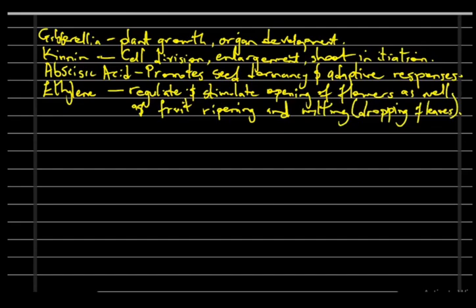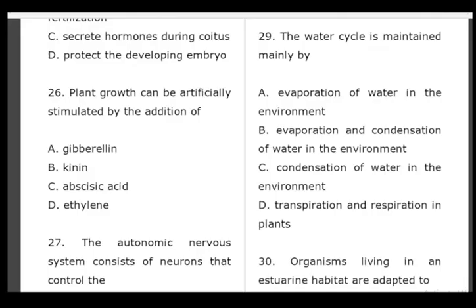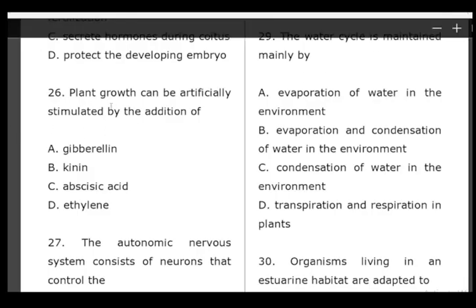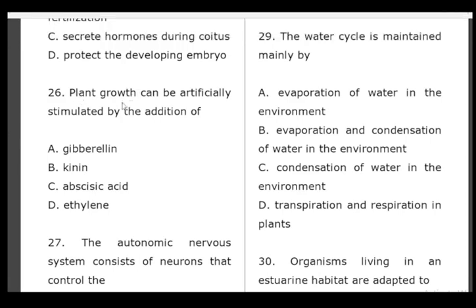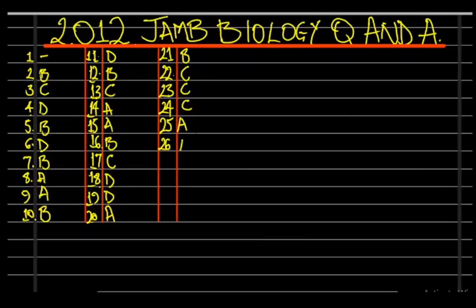So having understood all of these functions, it makes our answer easy. Plant growth is stimulated artificially by the addition of gibberellin. The addition of gibberellin is the answer to our question, which is option A, 26. And then we move to question 27.